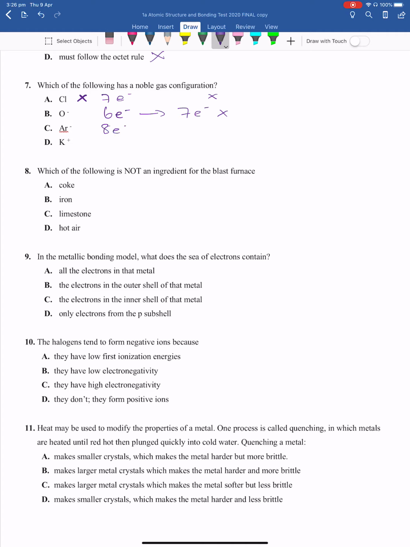It's gone from having 8 electrons to having 9 electrons, which you can't have in your outer shell, so that one's wrong. Now, K plus means that it's lost an electron. So it had 1 outer shell electron and it goes back to having 8. Okay, so it goes back to having a full outer shell underneath it.